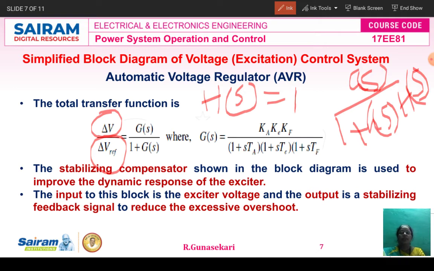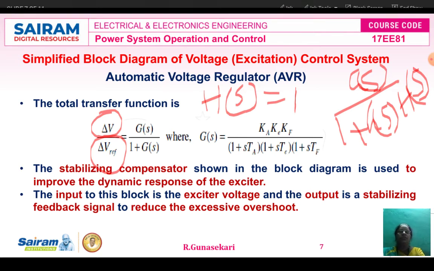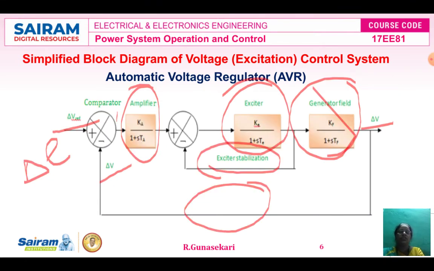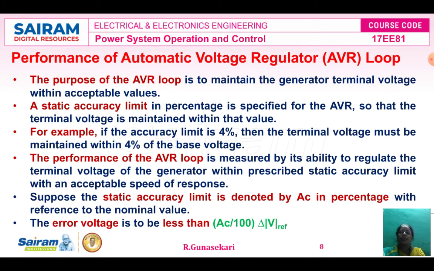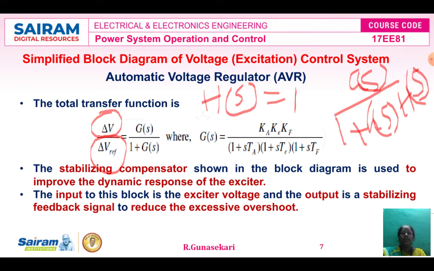For that purpose we are using the stabilizing compensator network. This is the stabilization compensation network. The input to this transfer function block is the exciter voltage and the output is a stabilizing feedback signal to reduce the excessive overshoot. So this is the automatic voltage regulator.